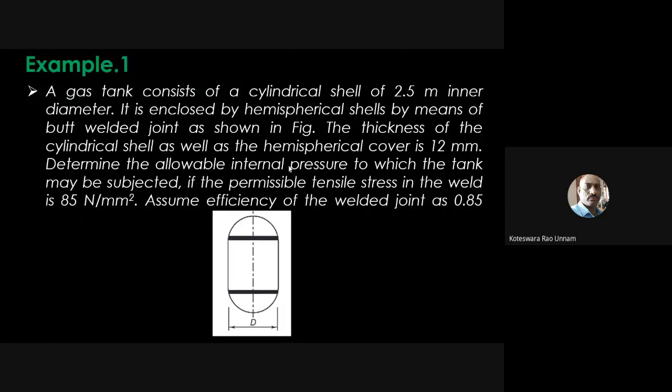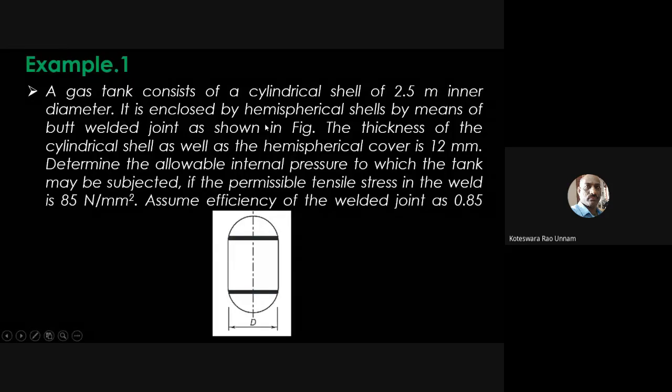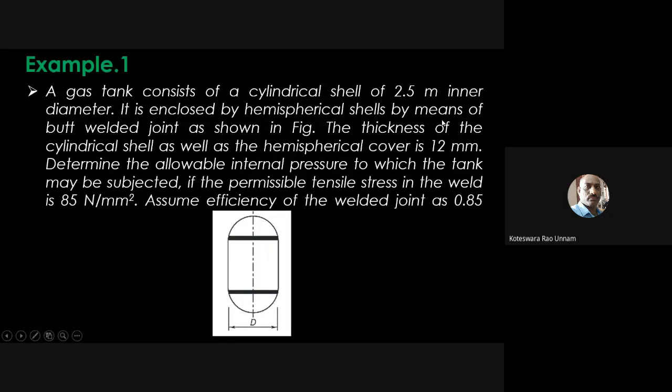A gas tank consists of a cylindrical shell of 2.5 meter in diameter. It is enclosed by hemispherical ends by means of a butt welded joint as shown in the figure. The thickness of the cylindrical shell as well as the hemispherical cover is 12 mm. Determine the allowable internal pressure to which the tank may be subjected if the permissible tensile stress in the weld is 85 Newton per mm square. Assume the efficiency of the welded joint as 0.85.